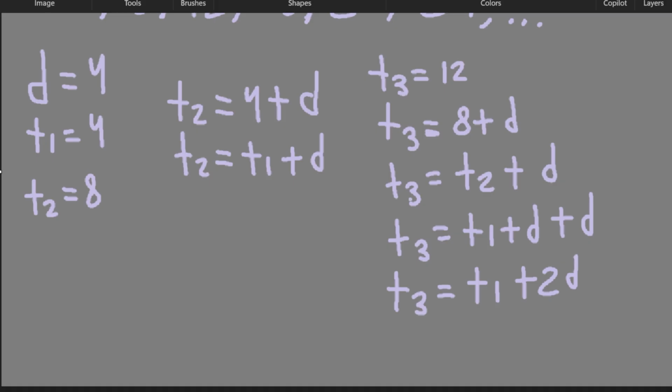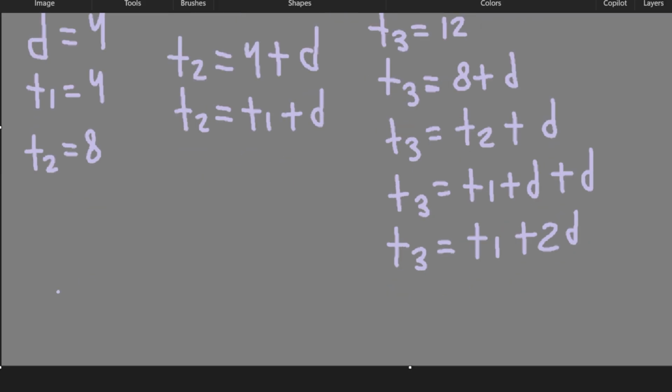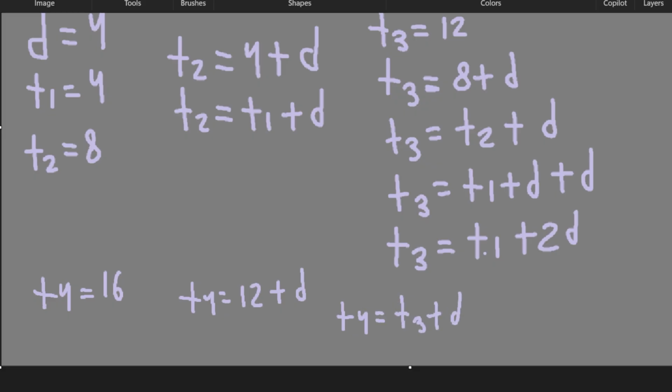And this pattern continues. Take a look at T4. We look at the sequence, T4 is equal to 16. 16 can just be 12 plus D. And what is 12? T3. So T4 is equal to T3 plus D.